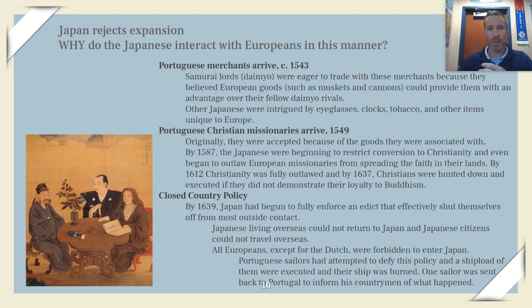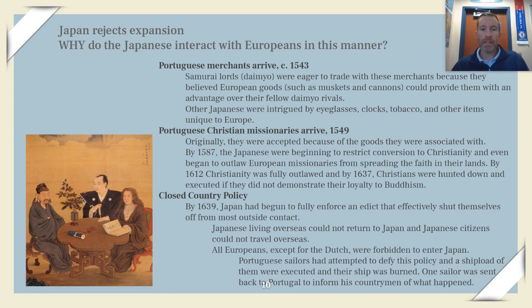And they're intrigued by other goods as well. But then missionaries arrive, about 1549. And at first, the Japanese were like, okay, you're bringing some cool stuff. You guys can come on in, tell us about your religion. That's fine. But by 1587, and we've seen this in class, the Japanese start to restrict Christianity and they start to outlaw European missionaries from spreading their faith there.